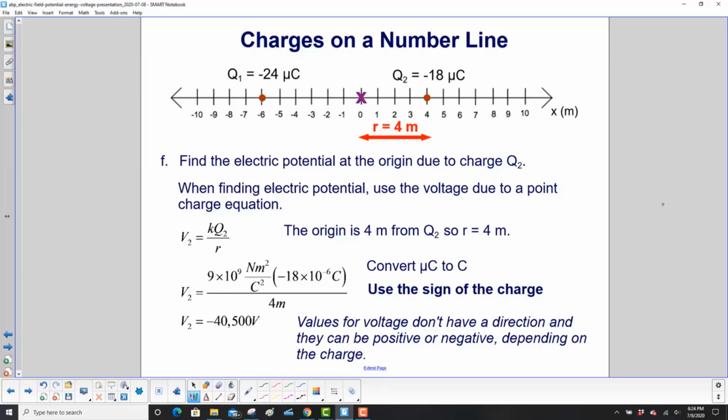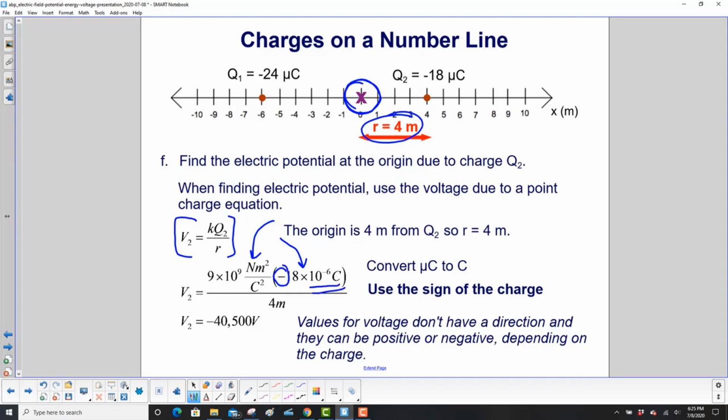Now let's find the electric potential at the origin, marked here with an X, right? We don't care whether there's a positive charge, a negative charge, or nothing. We just want to find the scalar potential. We have our equation here, kq2 over r. The origin is 4 meters away from the charge, so r is equal to 4. We have K, Coulomb's constant. Here's our charge. We convert microcoulombs to coulombs with the 10 to the minus 6. And we put the negative in.